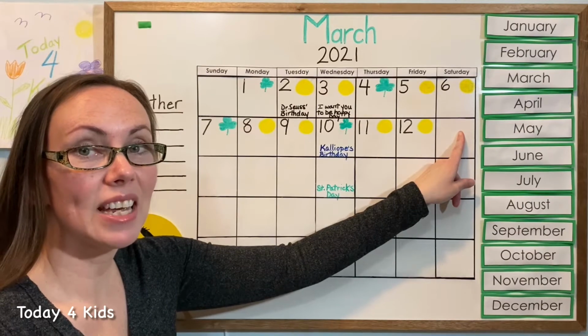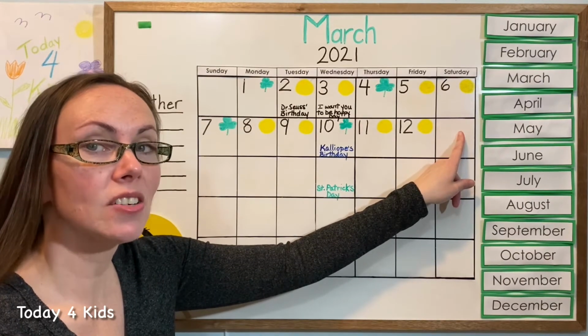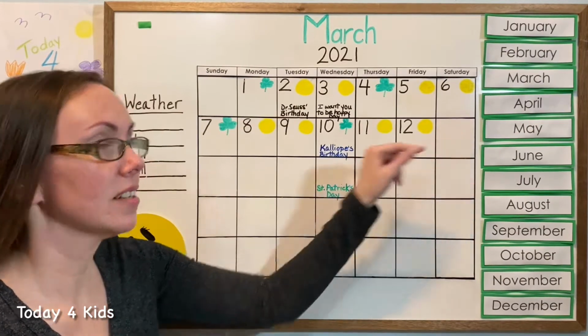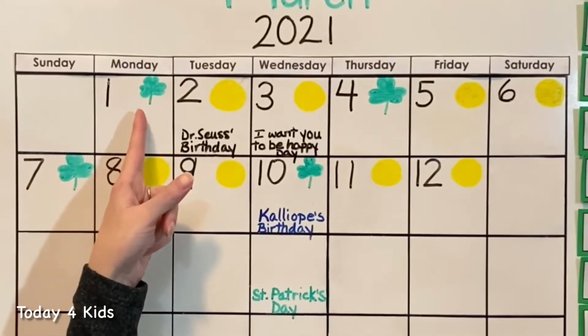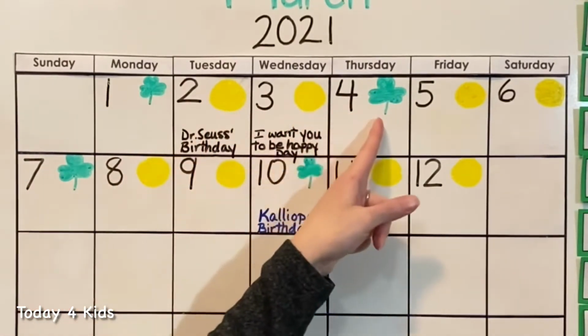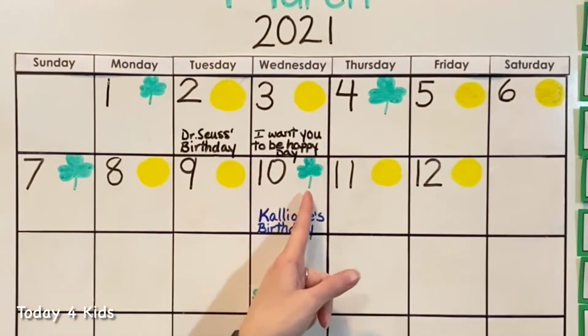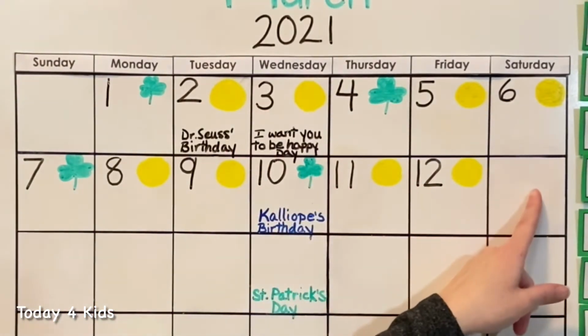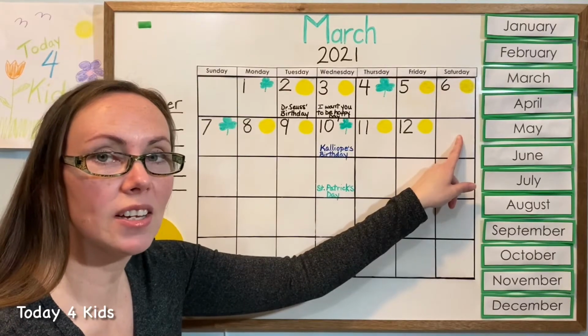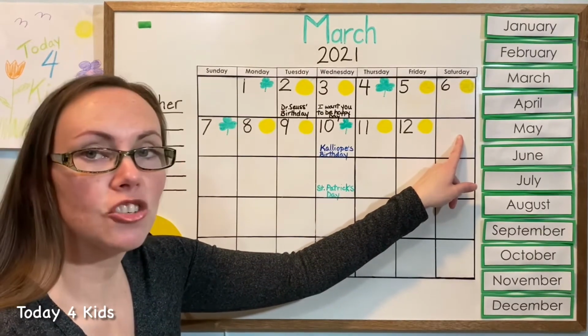I hear some great guesses. Let's go back to the beginning and do the pattern together and see if our guesses are correct. Are you ready? Green shamrock, yellow circle, green shamrock, yellow circle, green shamrock, yellow circle, green shamrock, yellow circle, green shamrock. Did you guess green shamrock? Good guessing. Let's put our shamrock into the calendar.